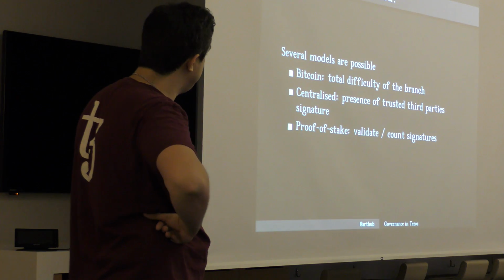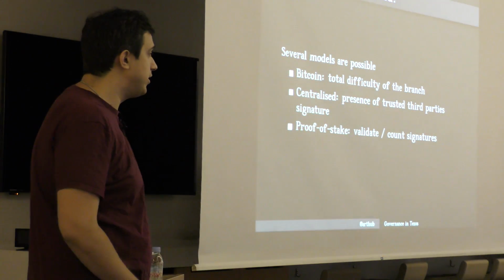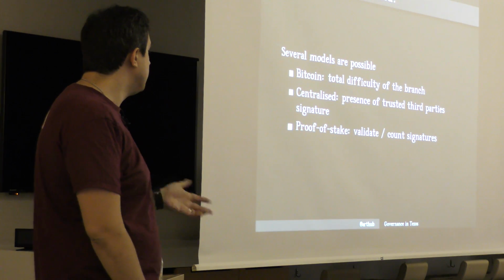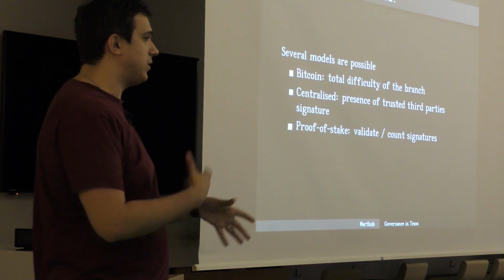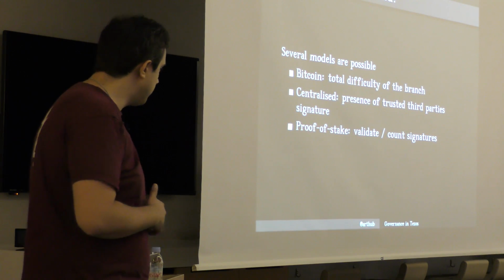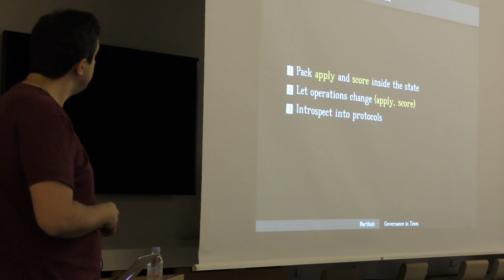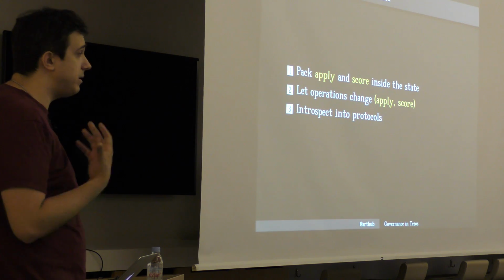You could have a centralized model where you have just third parties sign the branch. And you can have something like proof of stake, where you are going to validate or count signatures from some set of people who have been authorized to sign the blocks. So how do we have a self-amending blockchain?